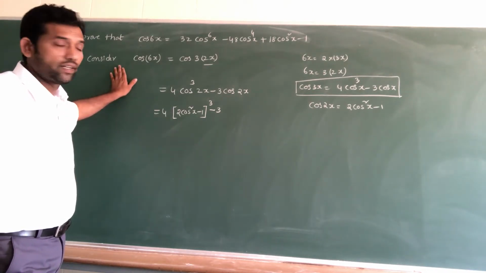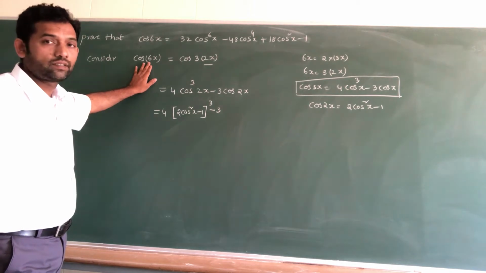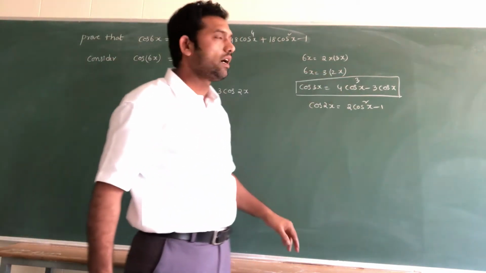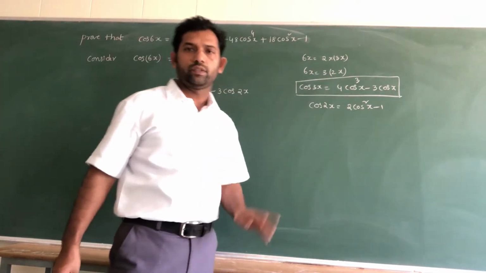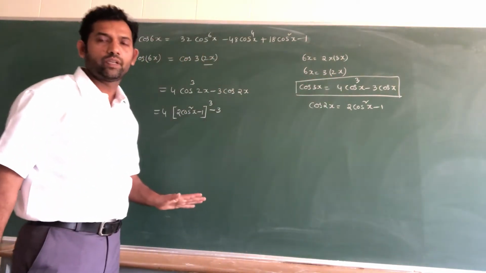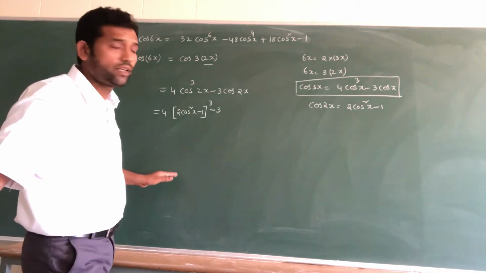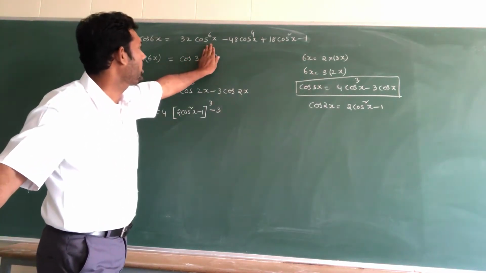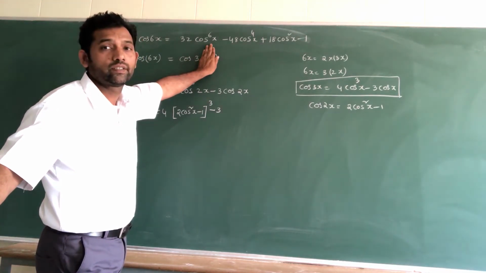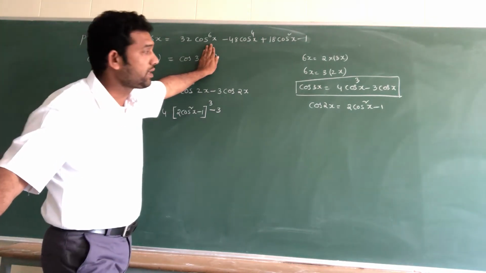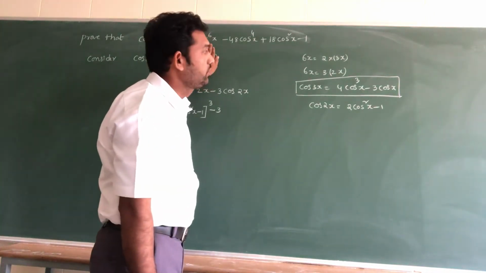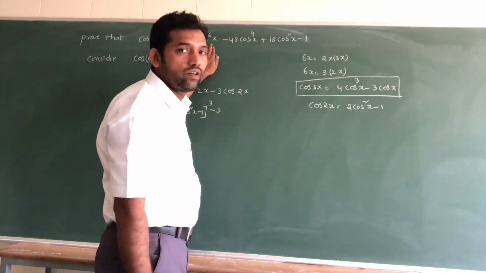So you consider cos 6x. Cos 6x can be written as 2 into 3x or 3 into 2x. You can take any one. So I took here cos 3 into 2x. So it is in the form of cos 3x. Cos 3x formula is what? Cos 3x equals 4 cos cube x minus 3 cos x.